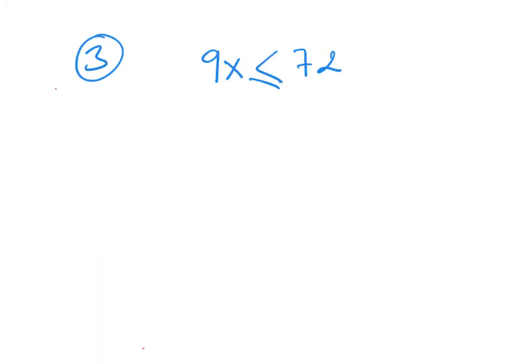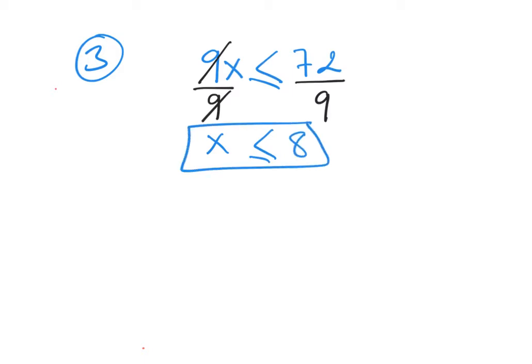All right, let's take this example, an inequality involving multiplication. We get 9x less than or equal to 72. Again, we need to solve for x, so we need to isolate x, so we need to get rid of 9. Since we have multiplication, we have to divide by 9 in order to cancel the 9. So 9 over 9 would be 1, and we're going to have x less than or equal to 72 divided by 9, that would be 8.